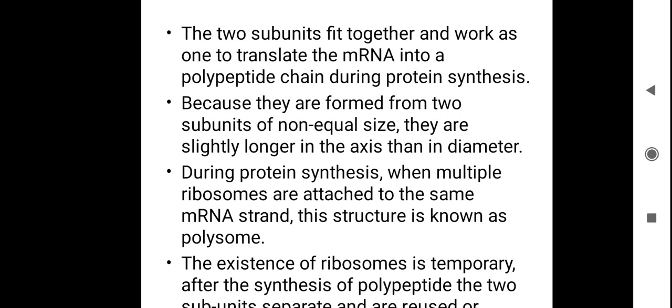The existence of these ribosomes is temporary, only during the process of translation. The 30S and 50S subunits join with each other, forming the 70S ribosome. After the completion of translation, the subunits separate, and they are mostly reused for the next translation cycle.